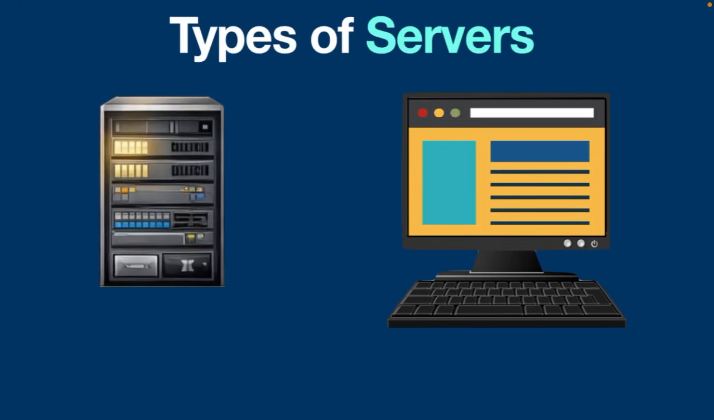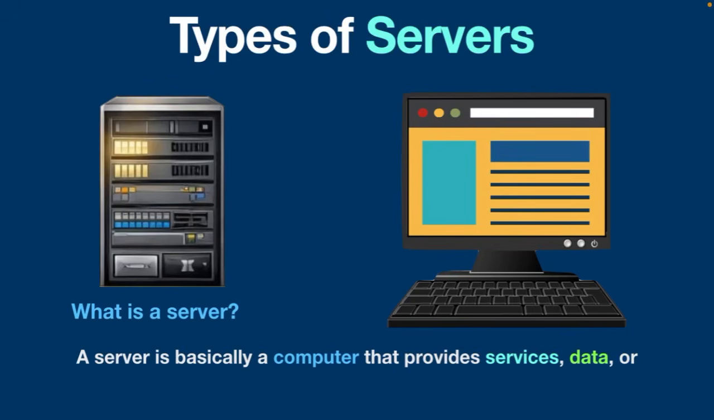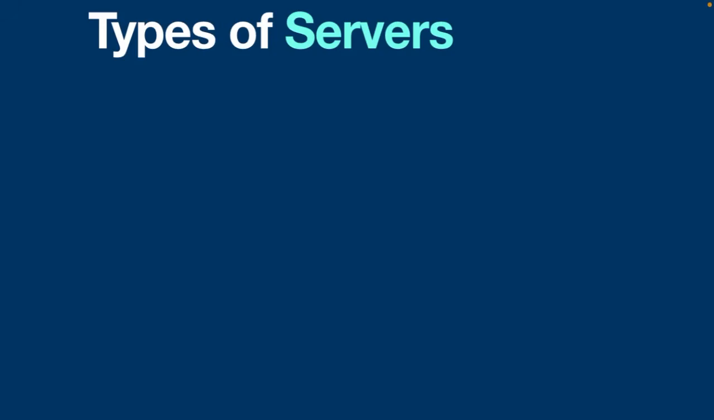Before we jump into the types, let's quickly understand what a server is. A server is basically a computer that provides services, data, or resources to other computers, called clients. For example, when you open a website, your device is the client and the system providing that website is the server. Now let's get into the types of servers.